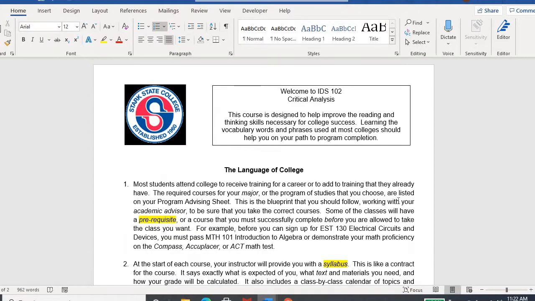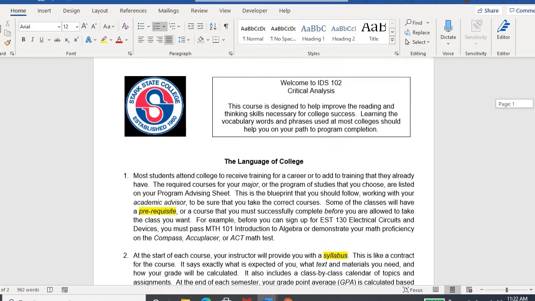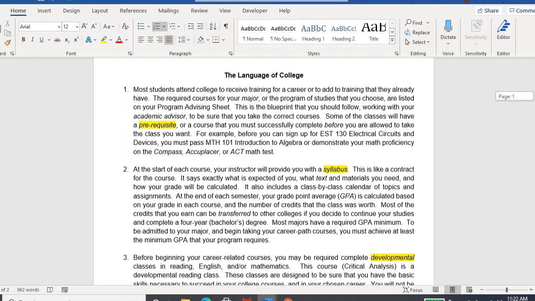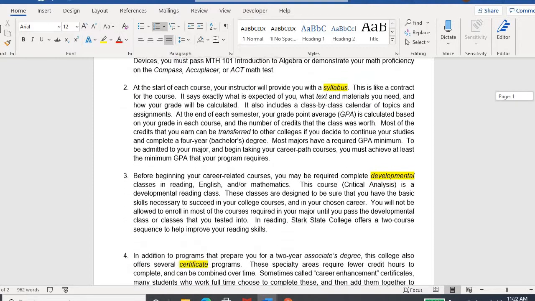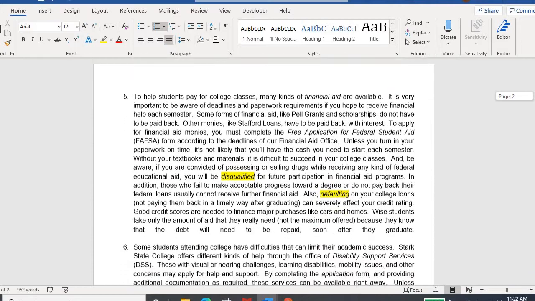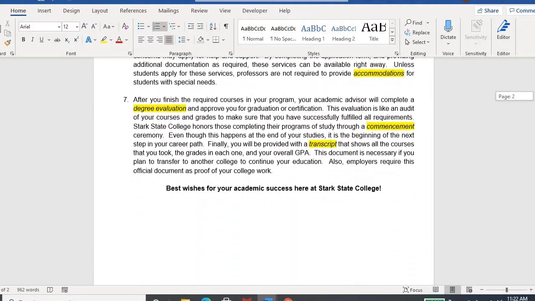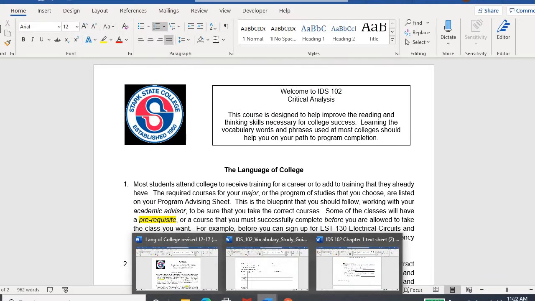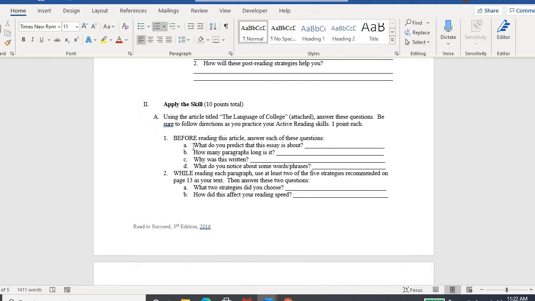This is where I would suggest pausing the video and taking 30 seconds to do what we said: preview. Look and see how many paragraphs. What's the purpose? Why do you think it was written? What do you notice about those words throughout? Again, I would recommend pausing and coming back to the video after you've answered those questions.